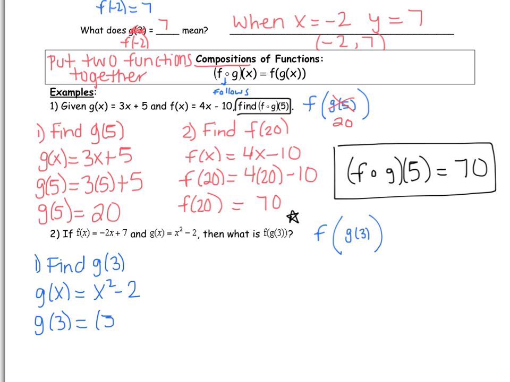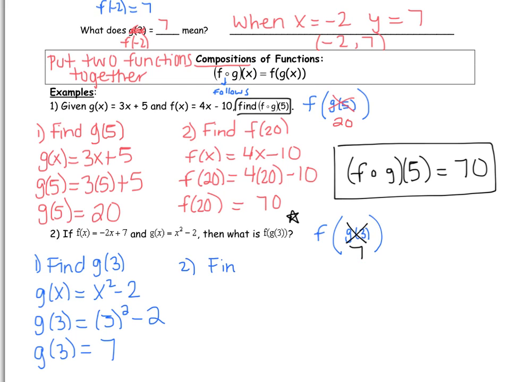So, parentheses, 3 squared minus 2. So 3 squared is 9. 9 minus 2 is 7. So I just found out that g of 3 equals 7. So what I'm going to do now, instead of this g of 3, I'm going to cross it off and put a 7. So now what do I need to find? F of 7. So that's step 2.